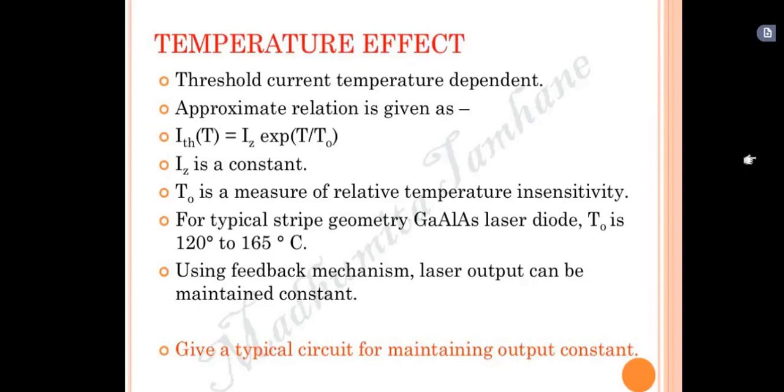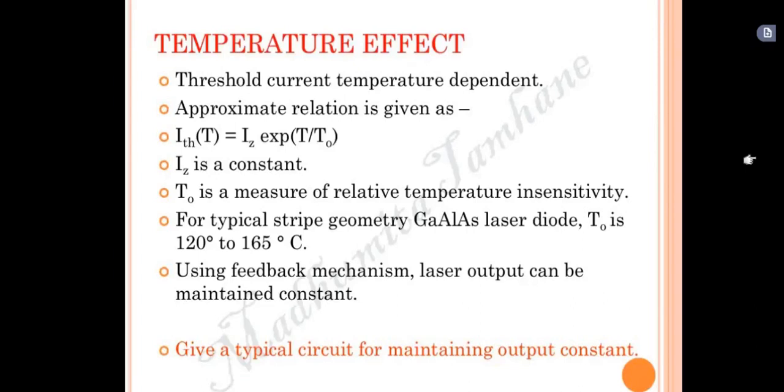Suppose we look at the threshold voltage of silicon and germanium, which we have seen, 0.7 volts or 0.3 volts. It starts conducting from that particular value. Similarly for the threshold current, it also depends on temperature, and the approximate relation is I_TH(T) = I_z e^(T/T_0). What is I_z? It is a constant. Then T_0 is a measure of relative temperature insensitivity. That is T_0.